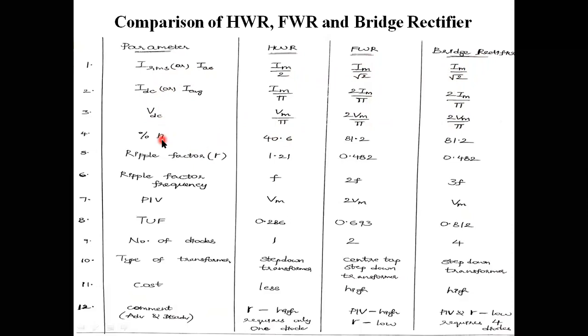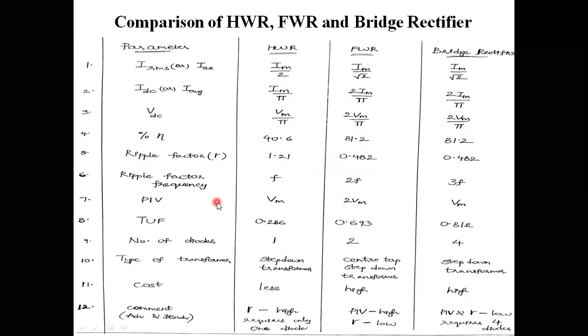The next parameter is percentage efficiency. In the half wave rectifier, it is 40.6%, whereas in the full wave rectifier it is 81.2%, and in the bridge rectifier the efficiency is also 81.2%. The ripple factor of the half wave rectifier is 1.21, that is 121%. In the full wave rectifier, the ripple factor is 0.482, and in the bridge rectifier it is the same, 0.482. The ripple factor in half wave is 1.21, and it is reduced in the full wave rectifier as well as in the bridge rectifier.